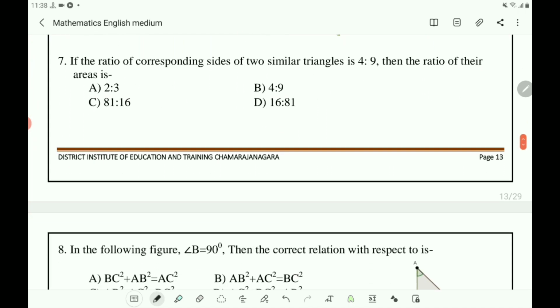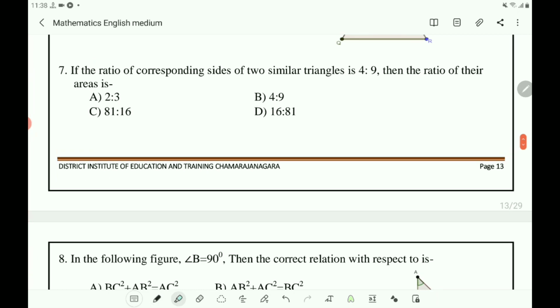Then take question number 7. If the ratio of corresponding sides of two similar triangles is 4:9, then the ratio of their areas is. This type of question is also repeated many times. Here the ratio of corresponding sides is given, and the ratio of their areas becomes the square of the ratio of corresponding sides. 4 square is 16, 9 square is 81. So option D is the answer. Note down option D, 16 is to 81.